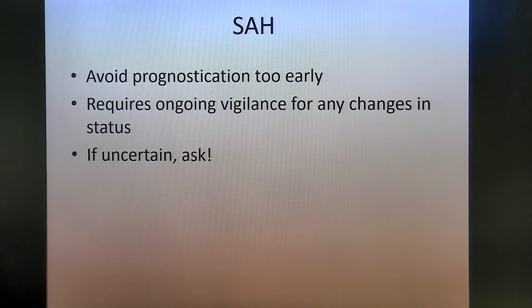With subarachnoid hemorrhage, it's very important to avoid prognostication too early. We have all been humbled by patients presenting with a very high Hunt and Hess who end up walking out of the intensive care unit 2 weeks later. One must be very vigilant for any changes in their status, and if there's any uncertainty, please ask.